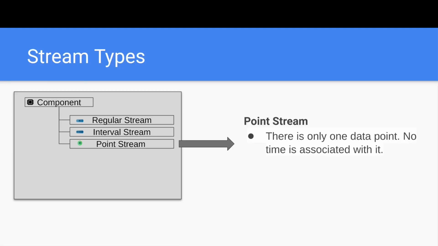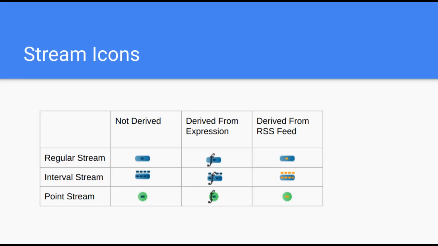The next stream type is a point stream. A point stream has only one data point and no date time is associated with it. They're good for holding a value that never changes over time. Stream types are indicated by their icons. Streams that are derived, we'll go over derivation in another video, will indicate how they are derived.